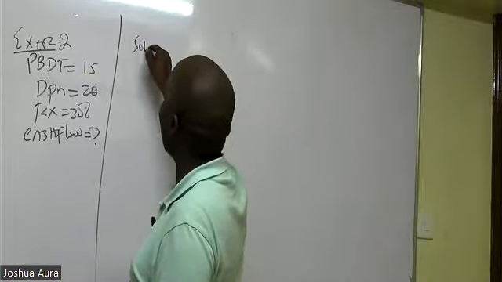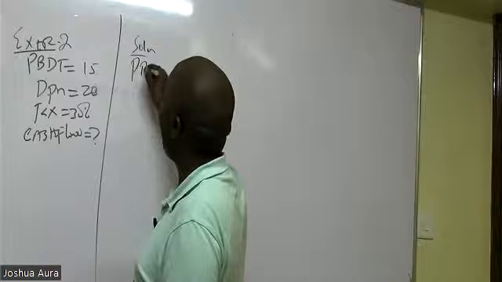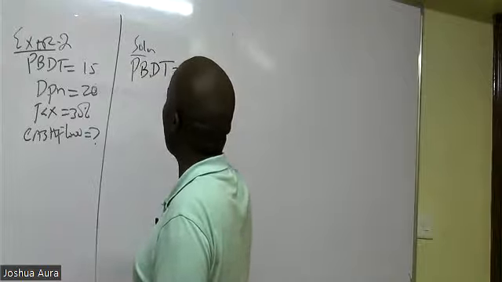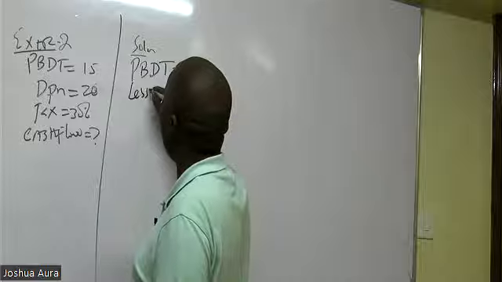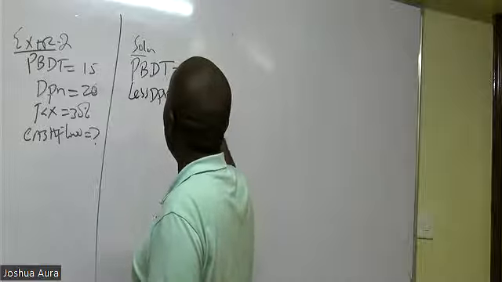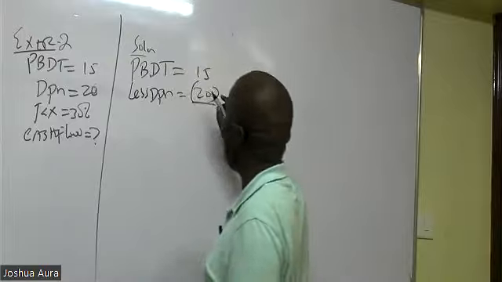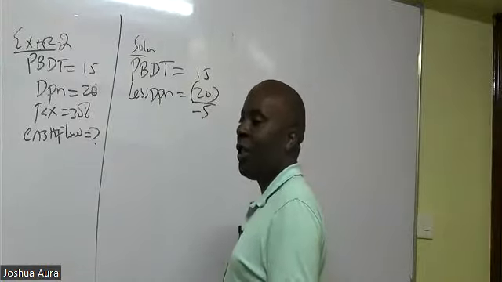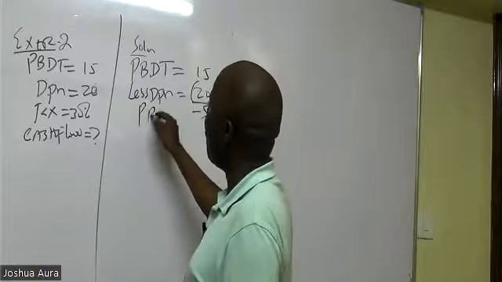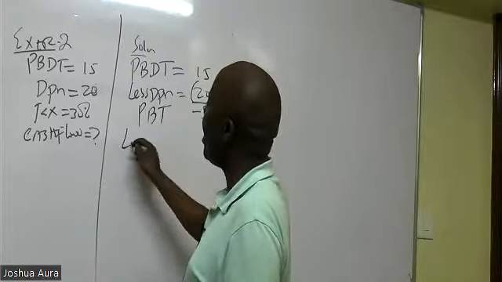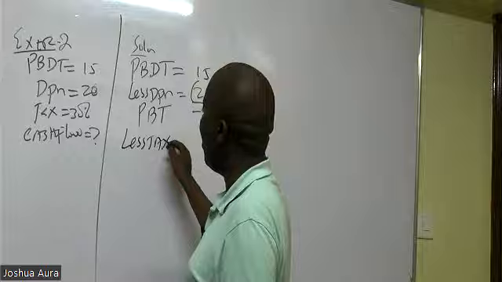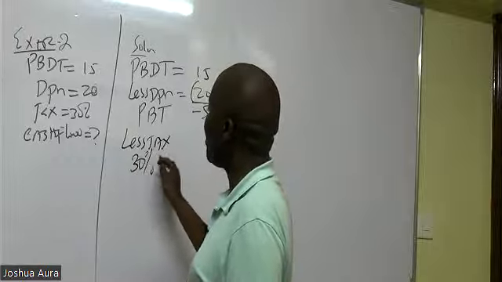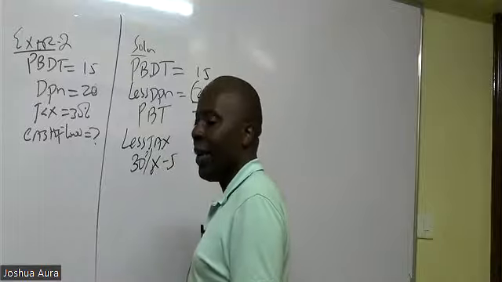So solution. We have a profit before depreciation and tax of 15. We less depreciation of 20. So we subtract 15 minus 20. This gives me minus 5. So this is profit before tax. Then we shall come and less tax. Tax at 30%, 30% of minus 5.